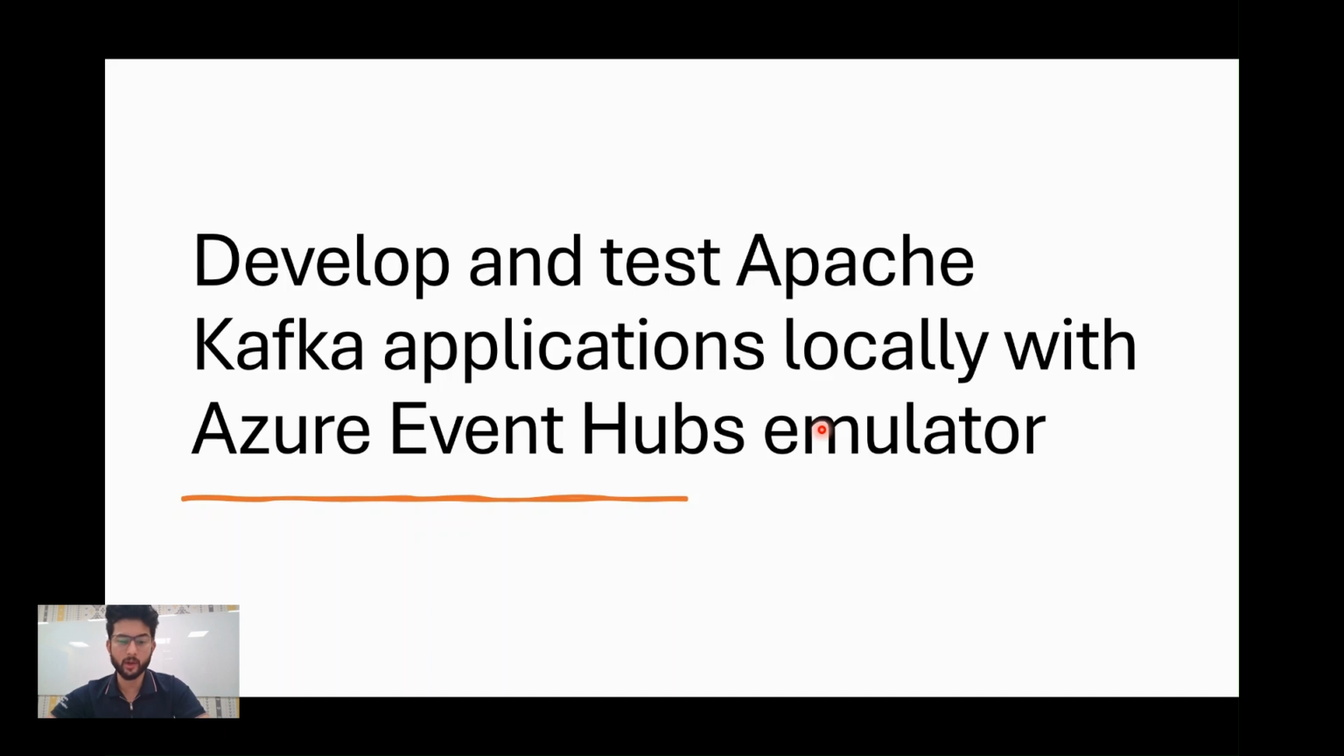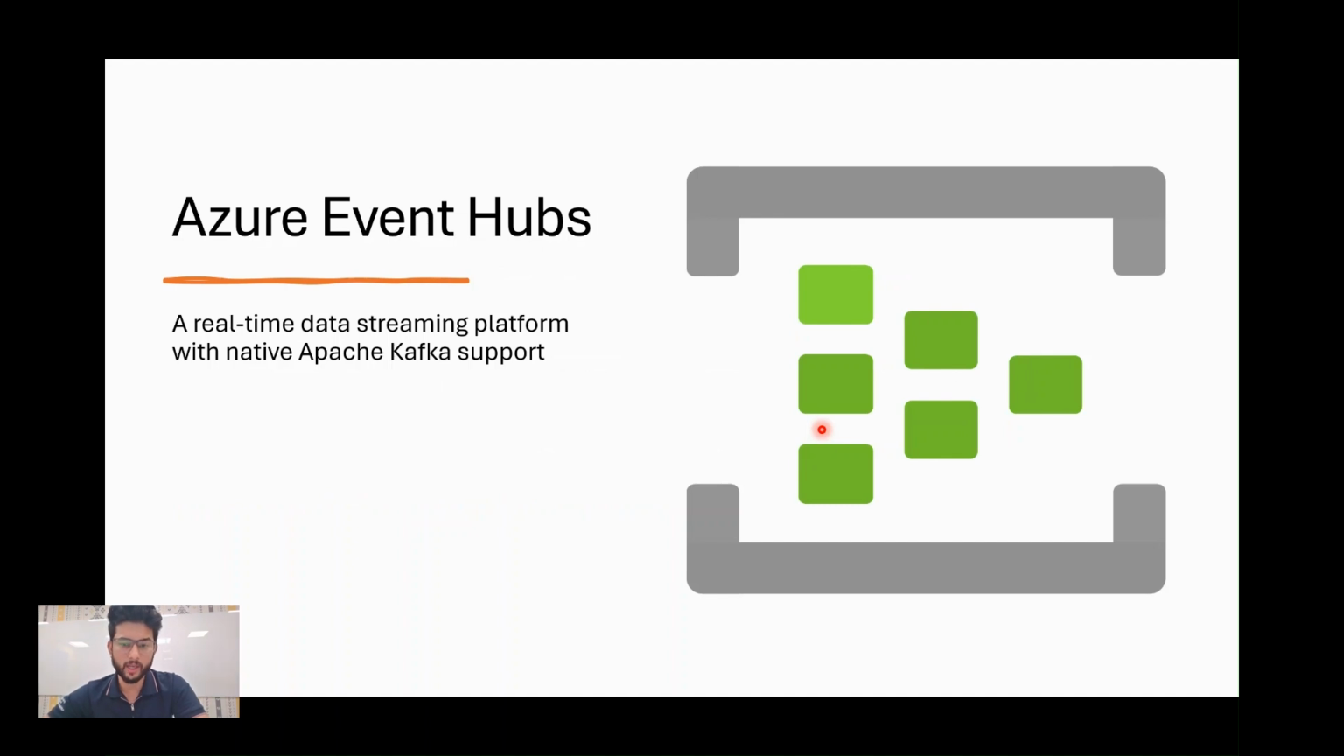Today, I'm going to talk about how you can develop and test Apache Kafka applications locally with Azure Event Hubs Emulator. Before we get to the emulator part, let's talk a bit on Azure Event Hubs. Azure Event Hubs is a cloud-native real-time data streaming platform with native Apache Kafka support. It also supports interaction using HTTPS and AMQP protocols.